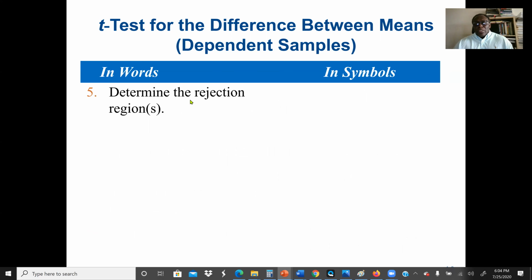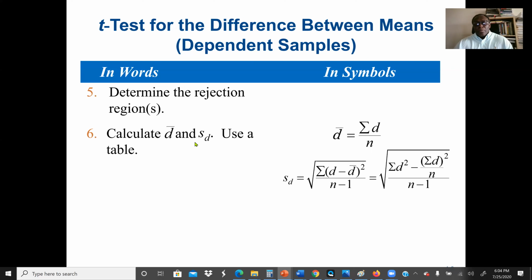Then next, we determine the rejection region. Again, from the distribution, our graph, we can see the critical value. We can see if the critical value falls inside the rejection area or the acceptance area. Rejection or acceptance refers to H0, whether we reject H0 or we fail to reject H0.